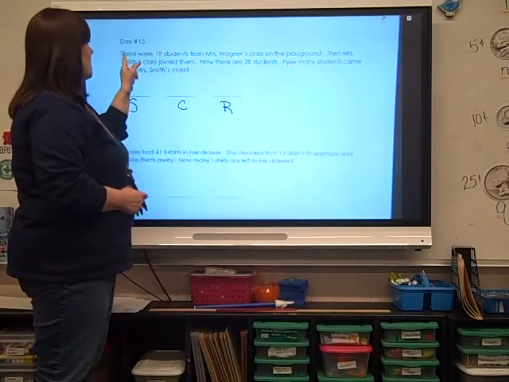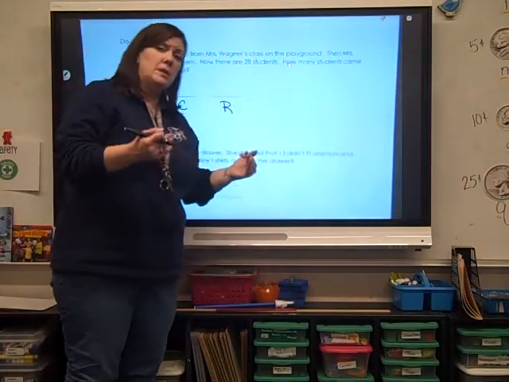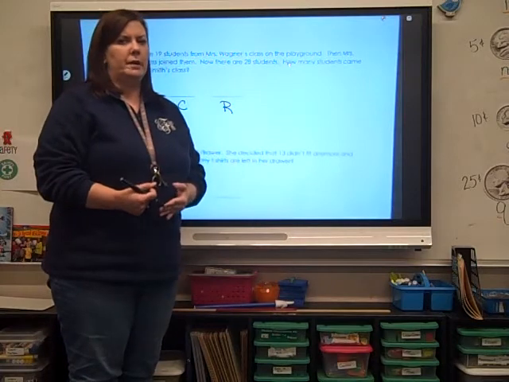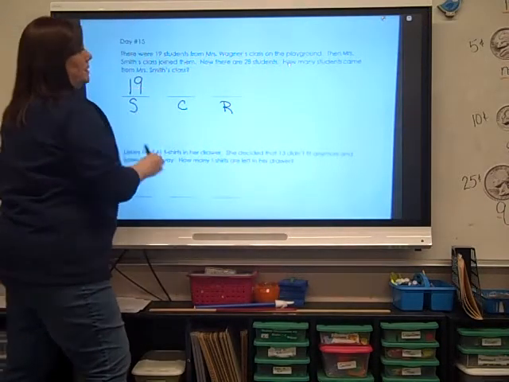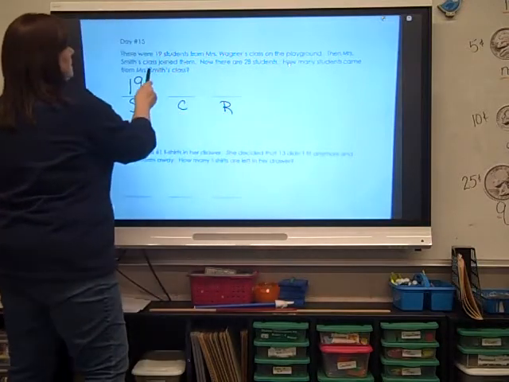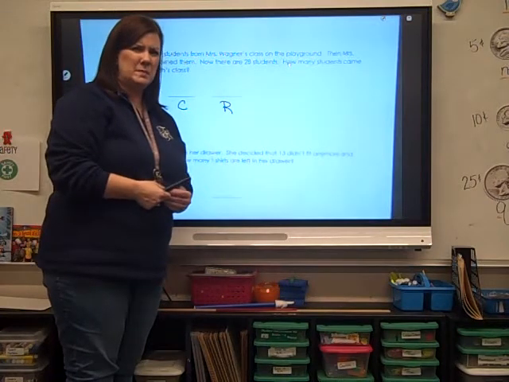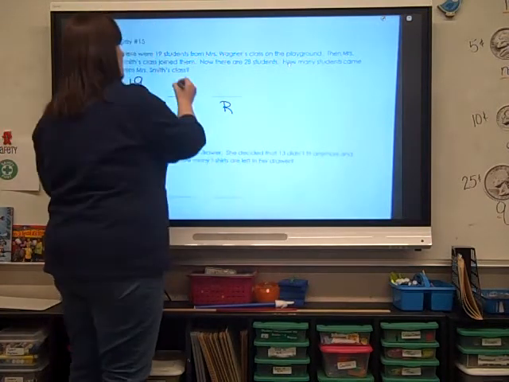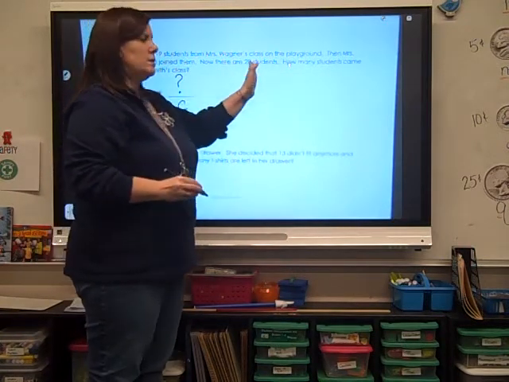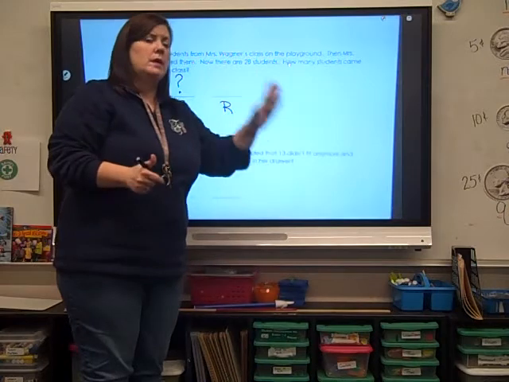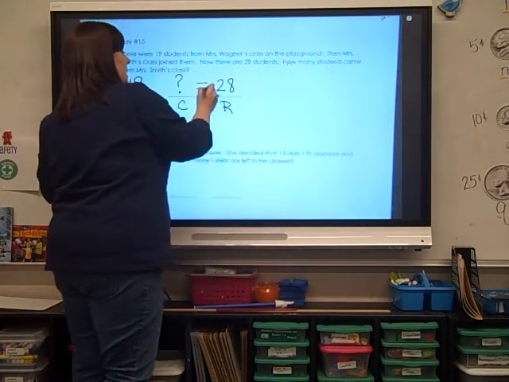Look at the first sentence. There were 19 students from Mrs. Wagner's class on the playground. So how many students started on the playground? Yeah, 19. Put your 19 there. Then Mrs. Smith's class joined them. Does it say how many were in Mrs. Smith's class? No, so we got to put a question mark. Now there are 28 students. So at the end of the story, there are 28 students. Go ahead and put your equal sign.